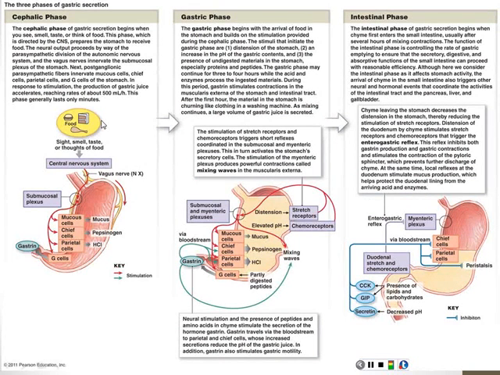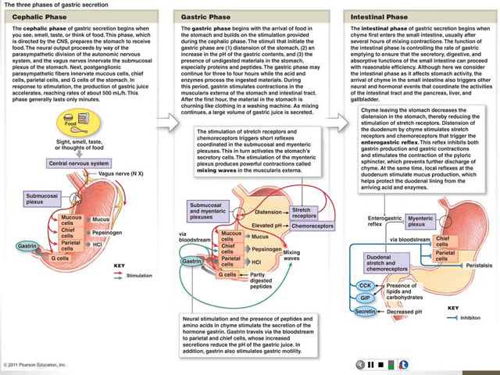So because of that, we divide the stomach's activities into 3 phases associated with eating a meal. The first phase is called the cephalic phase. So cephalus is head. So this is the phase that comes from the head. So what do we mean by that?